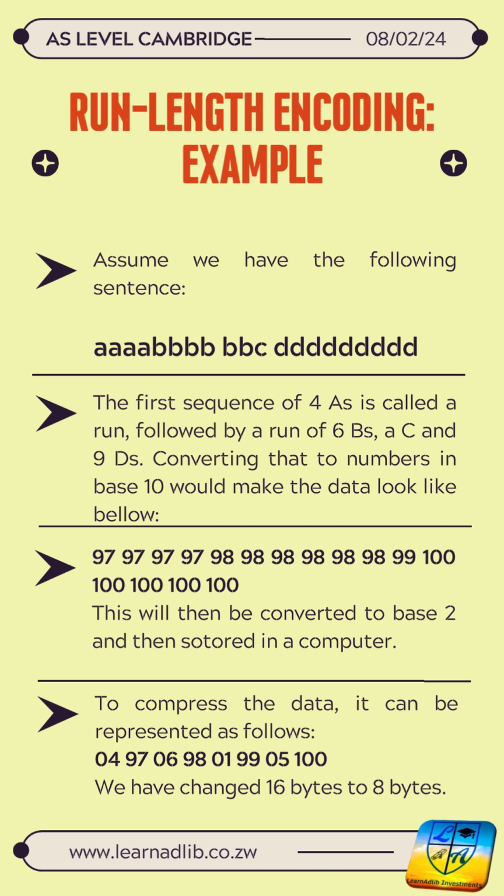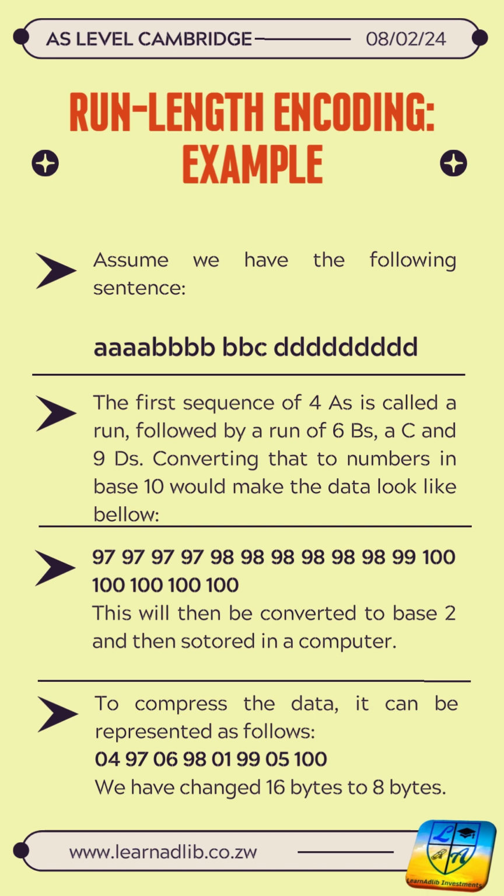Now look at the way we have compressed it. Below there, we are saying we have 4 A's, we have 6 B's, we have 1 C, we have 9 D's, right? So this is what we store. We do not store the D's themselves. We simply store the description to say we have 4 A's, we have 6 B's, we have 1 C, we have 9 D's. This is what we store.